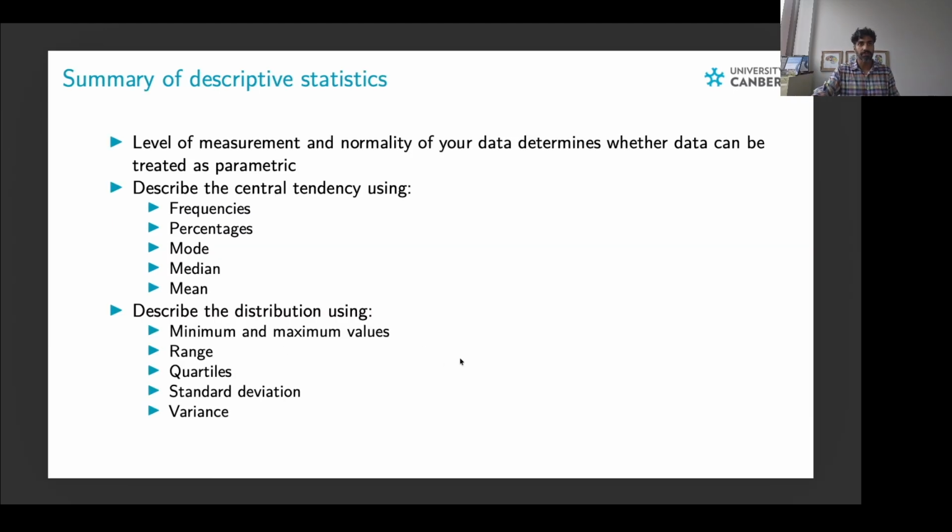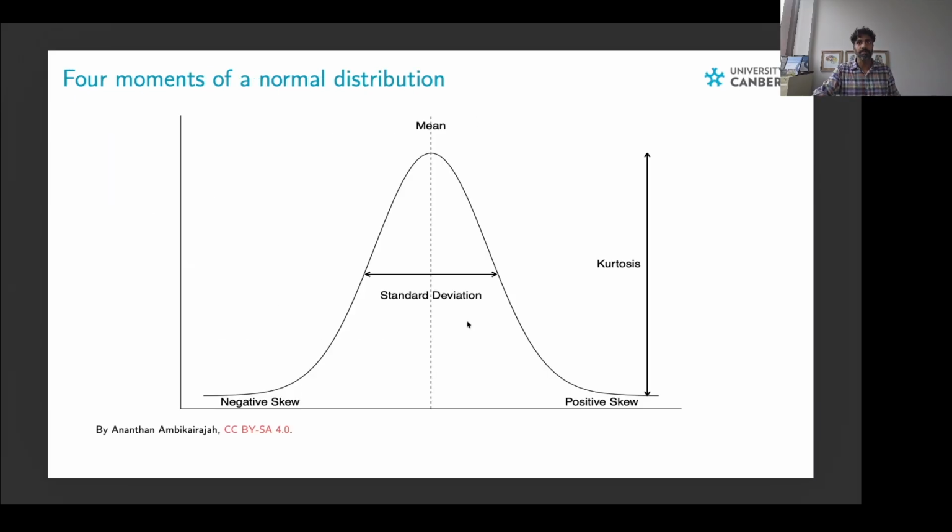And so for the summary of descriptive statistics, the level of measurement and normality of your data determines whether data can be treated as parametric, from the flow that we had previously. You can describe central tendency using frequencies, percentages, mode, median, and mean. And you can describe the distribution using minimum, maximum, range, quartile, standard deviation, and variance. So those are the key summaries of descriptive statistics that we've talked about.